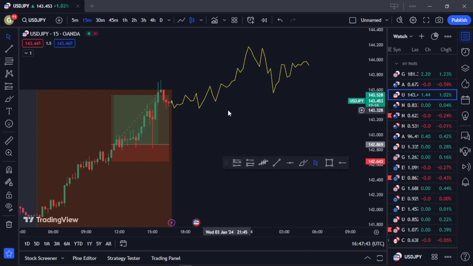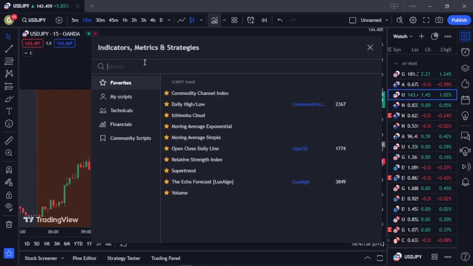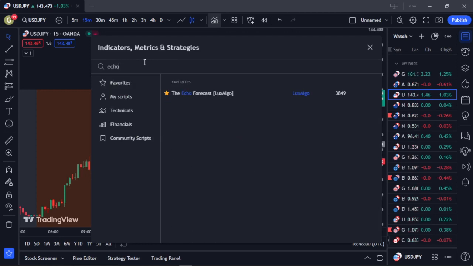The first thing you need to do, if you're on TradingView or any other chart analytics platform you are using, is simply come over to where it says indicator. On TradingView, it's just at the top here. Let me go over to indicator. Now once you come over to indicator, I want you to search for echo forecast. Simply search for echo forecast, and you can see it here, the Echo Forecast by LuxAlgo. You can see I have it among my favorite indicators here. So this is simply the indicator. After you search for it, simply hit on it.